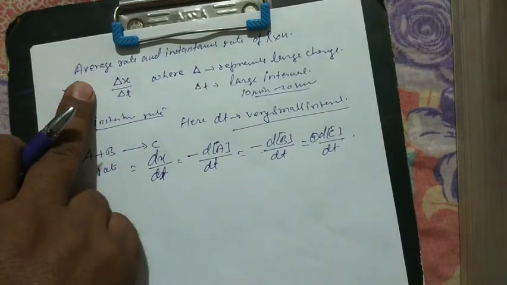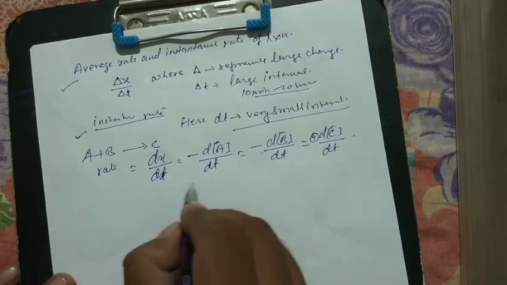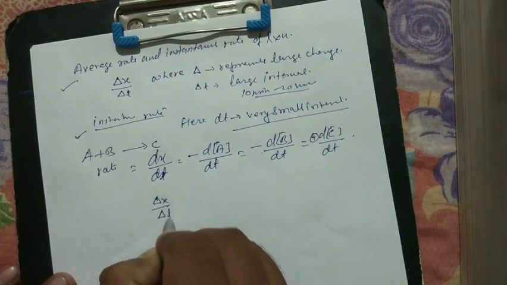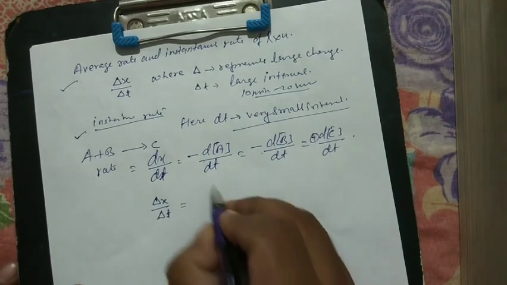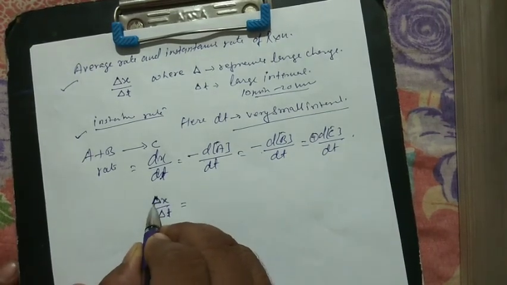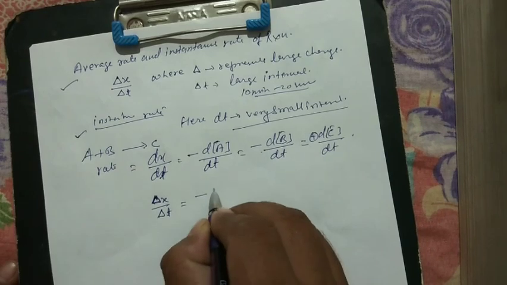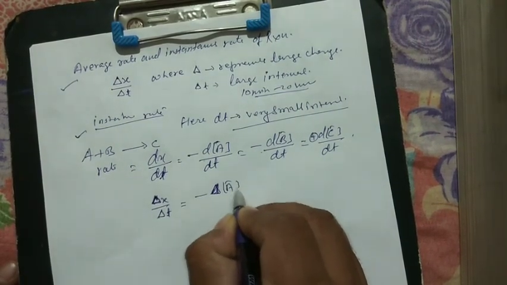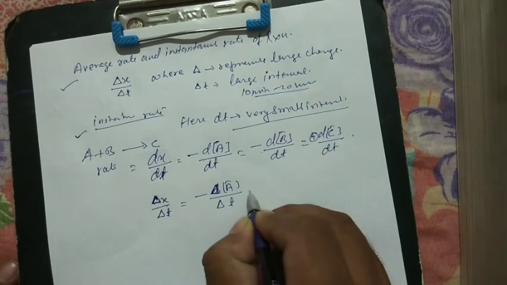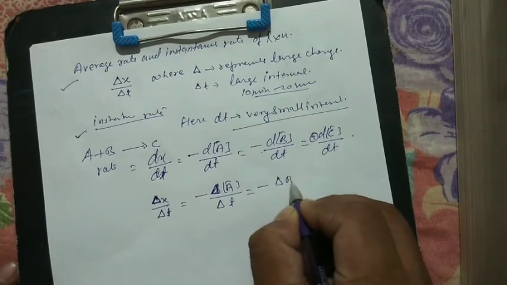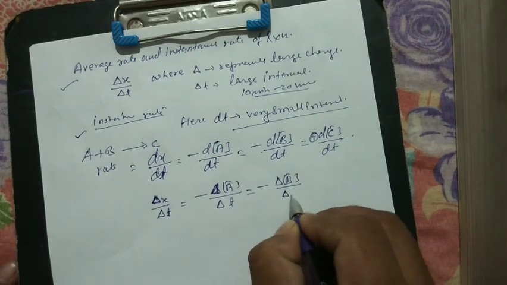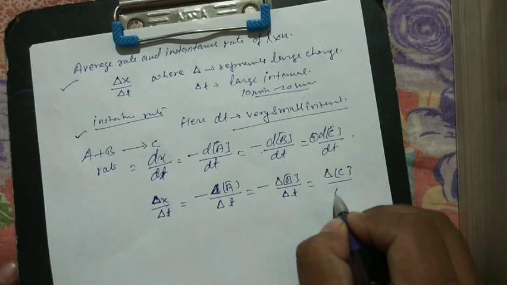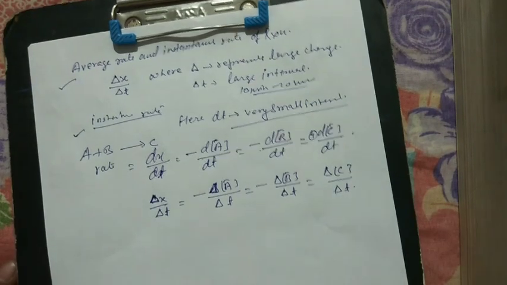How to write average rate? It's del x by del t, so that delta represents a large interval of time. So for that it's delta A upon delta t, delta B upon delta t, delta C upon delta t.